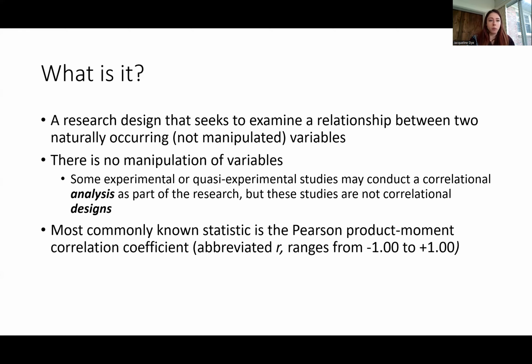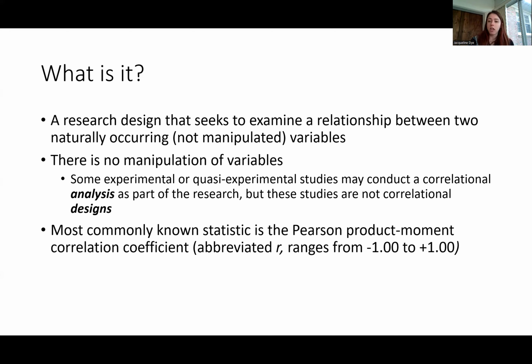All right, so this week we're going to be talking about correlational research design. This is on the opposite end of the experimental research. So what is it? First of all, this is a research design that seeks to examine a relationship between two naturally occurring, so not manipulated, variables. Again, the researcher's not manipulating these variables. Although you'll see that some experimental and quasi-experimental studies might conduct a correlational analysis. They might use statistics to look at relationships between variables.